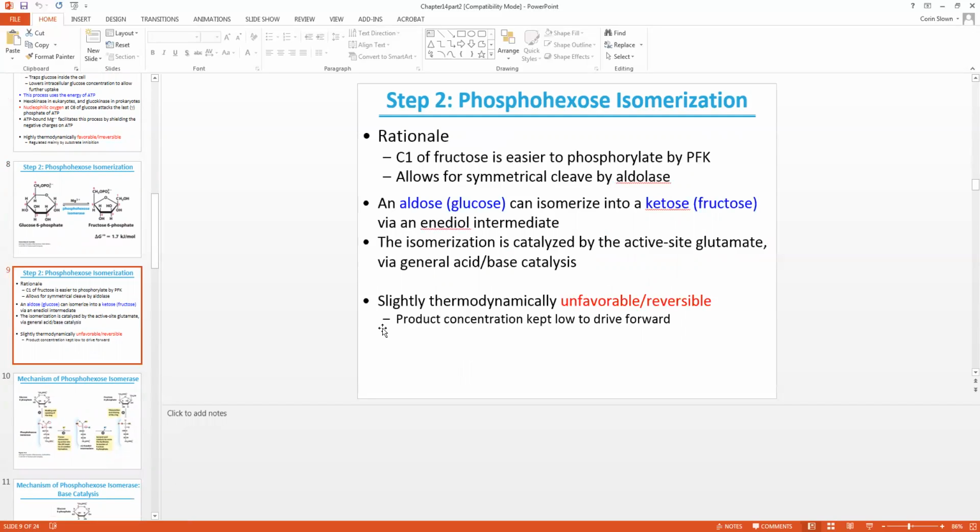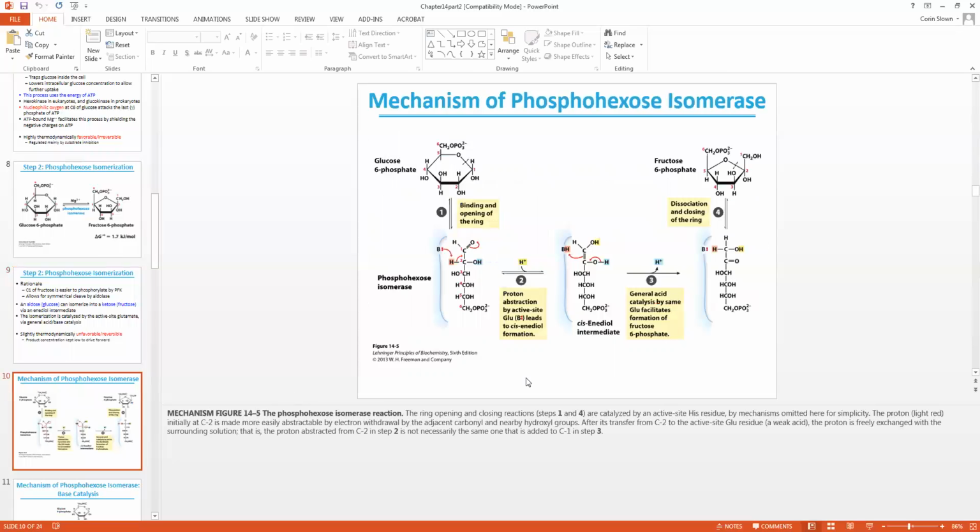And, right, in aldose, glucose can isomerize to a ketose, such as fructose, via an enediol intermediate. So this isomerization is catalyzed by the active site glutamate via general acid-base catalysis. Now, of course, this is slightly thermodynamically unfavorable, or reversible. So as long as product concentration is kept low, this reaction drives forward. You can actually see the mechanism here of the isomerization reaction and the formation of the enediol to generate the fructose.